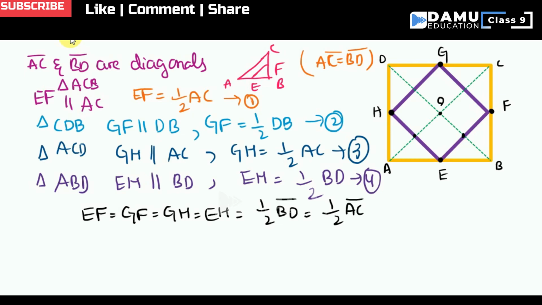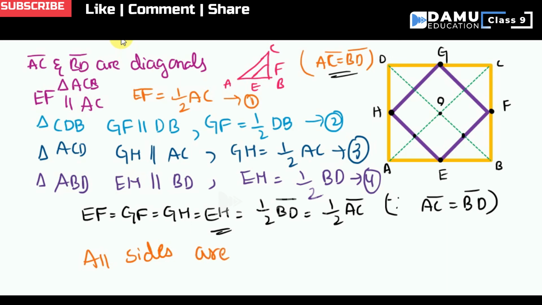Why? Because diagonals are equal, so AC will be equal to BD. So all sides are equal, and there is one more condition we have to move on to. We have to check the angles. So all sides are equal in this. Then we have to check it in the square for the angles. So let's go and check.